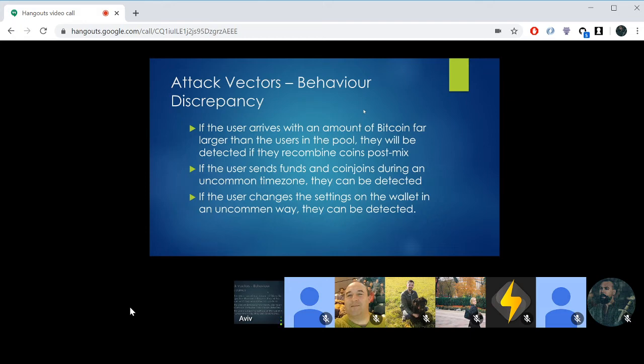Another thing we might see is that if a user sends funds and coin joins during an uncommon time zone, they can also be detected. So timing analysis based on when people mix and when people send is another big issue. And lastly, we talked a bit about the philosophy of building privacy systems in anonymity networks, and how the way that a user puts the settings on their wallet can reveal them as being unique. If they set the settings in a very particular way, they can actually hurt themselves. This includes things like setting a custom fee when you send funds, or how often, how frequently, and so forth.